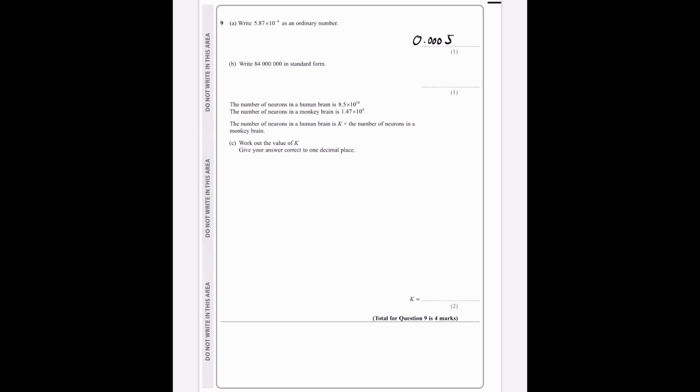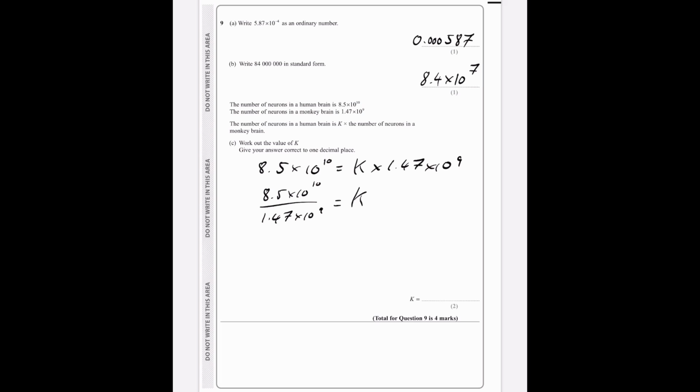9a, standard form, 0.000587 for the first one, 8.4 times 10 to the 7 for the second one. And for part C, we can set up a little equation. 8.5 times 10 to the 10 is equal to k times 1.47 times 10 to the 9. Divide both sides by 1.47 times 10 to the power of 9 to work out k. It doesn't ask us to show calculations here, and the numbers are relatively small, so you can just plug that into your calculator, and k comes out as 57.8.